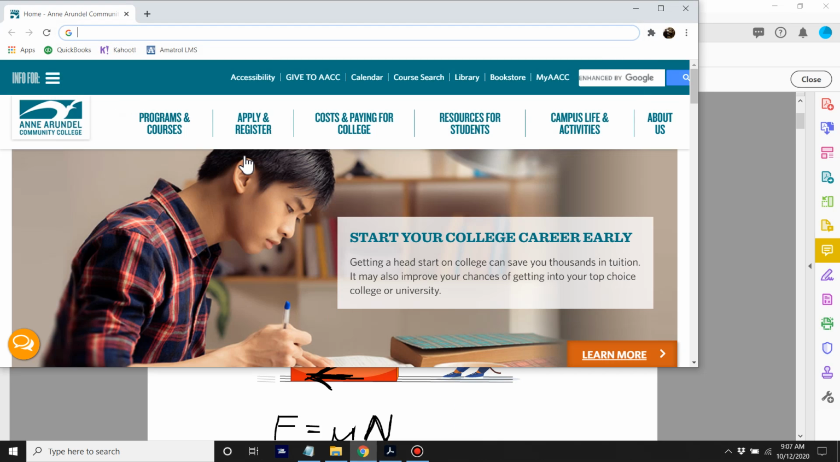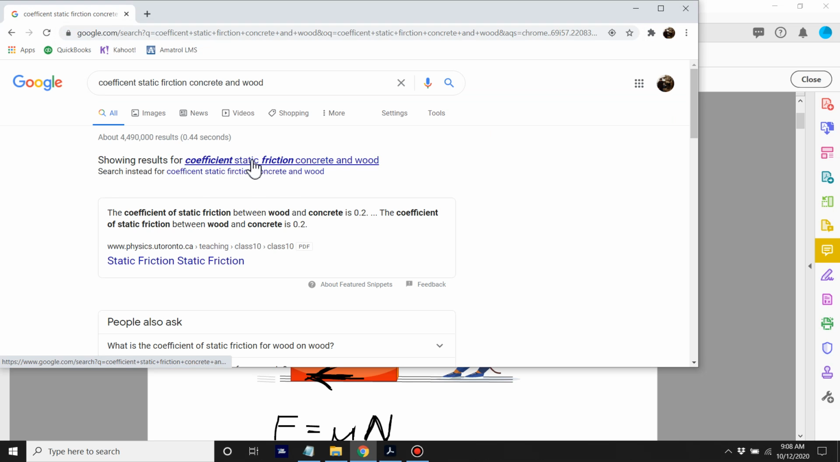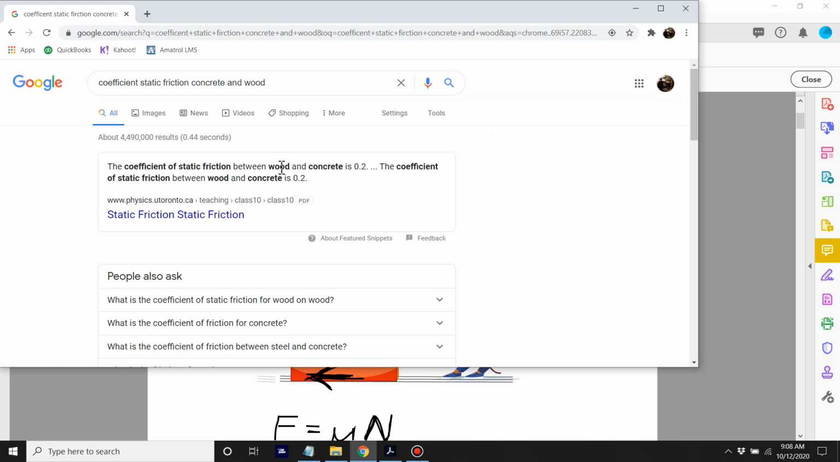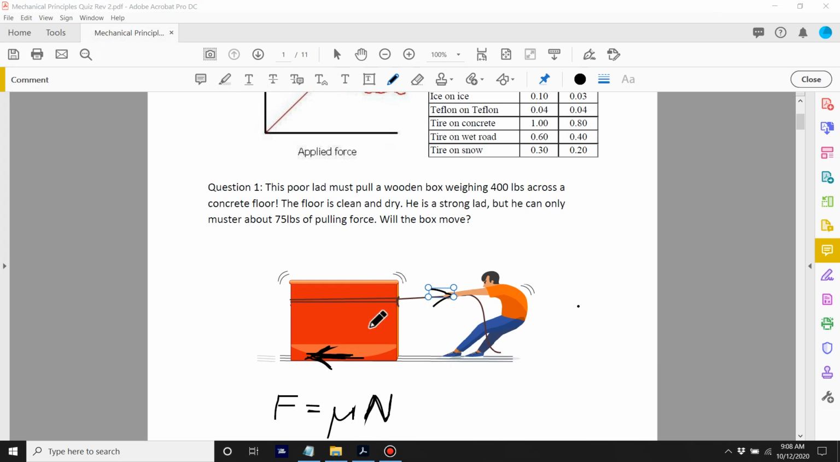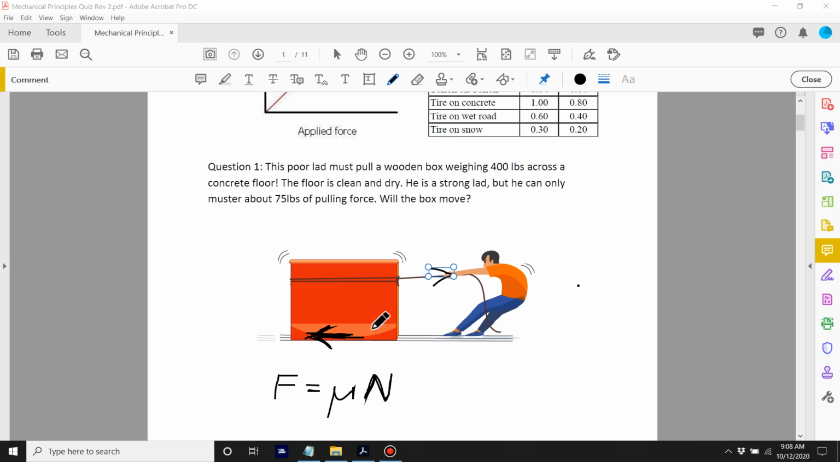Let's type in coefficient static friction between concrete and wood. Oh Lord, it's 9 o'clock in the morning. The coefficient of static friction between wood and concrete is 0.2. And if you have two different materials, you can always type that in and they're going to come up. You could look up the coefficient between gold and silver, maybe, I don't know.